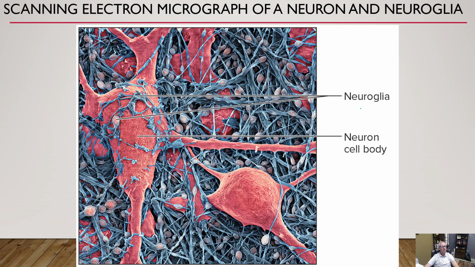All right, so here you can see a neuron, another neuron here, but you can see a lot of the neuroglia. The neuroglia actually makes up most of the composition of the central nervous system. Neurons don't make up a lot of the composition.